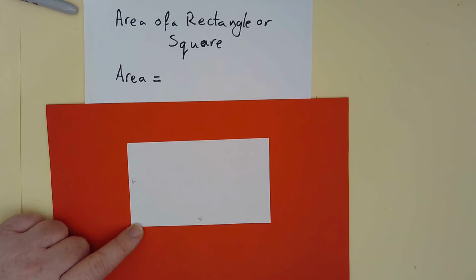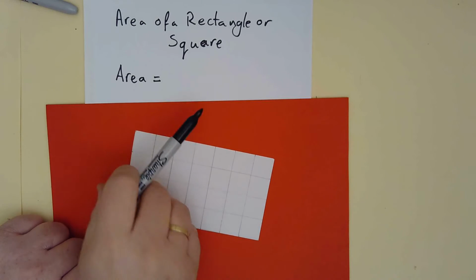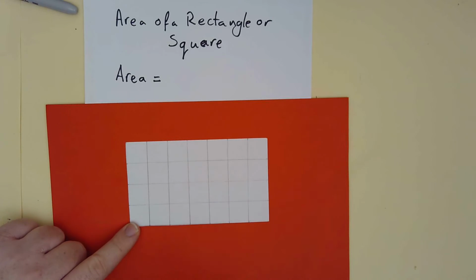Well, the intuitive way to do it would be to draw in all of the little squares that are 1 by 1 and then count them. And I've actually done that. So I'll flip this over and we can see that along the bottom, which was 7, I got 1, 2, 3, 4, 5, 6, 7 squares. Along the side, where it was 4, I got 4 squares.